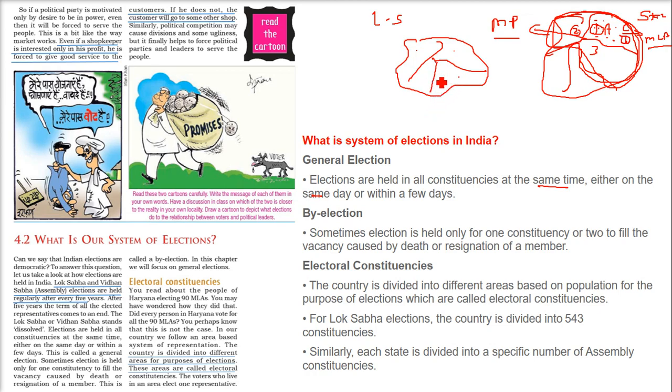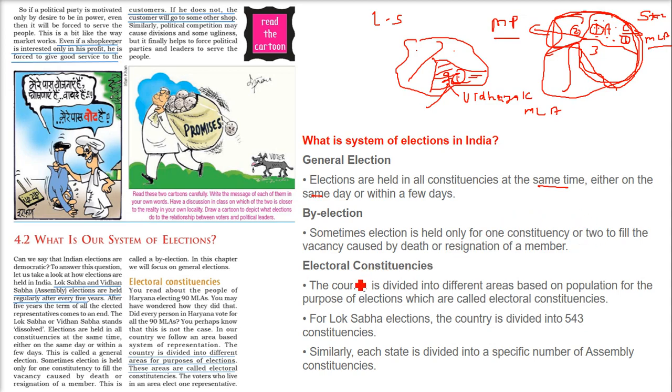But if some representative, say a Vidhayak or MLA, dies or gives resignation, now this place has no representative. To elect some person from here, by-elections are held. So sometimes election is held only for one constituency, as you see here, to fill the vacancy caused by death or resignation of a member. This is called the by-elections.